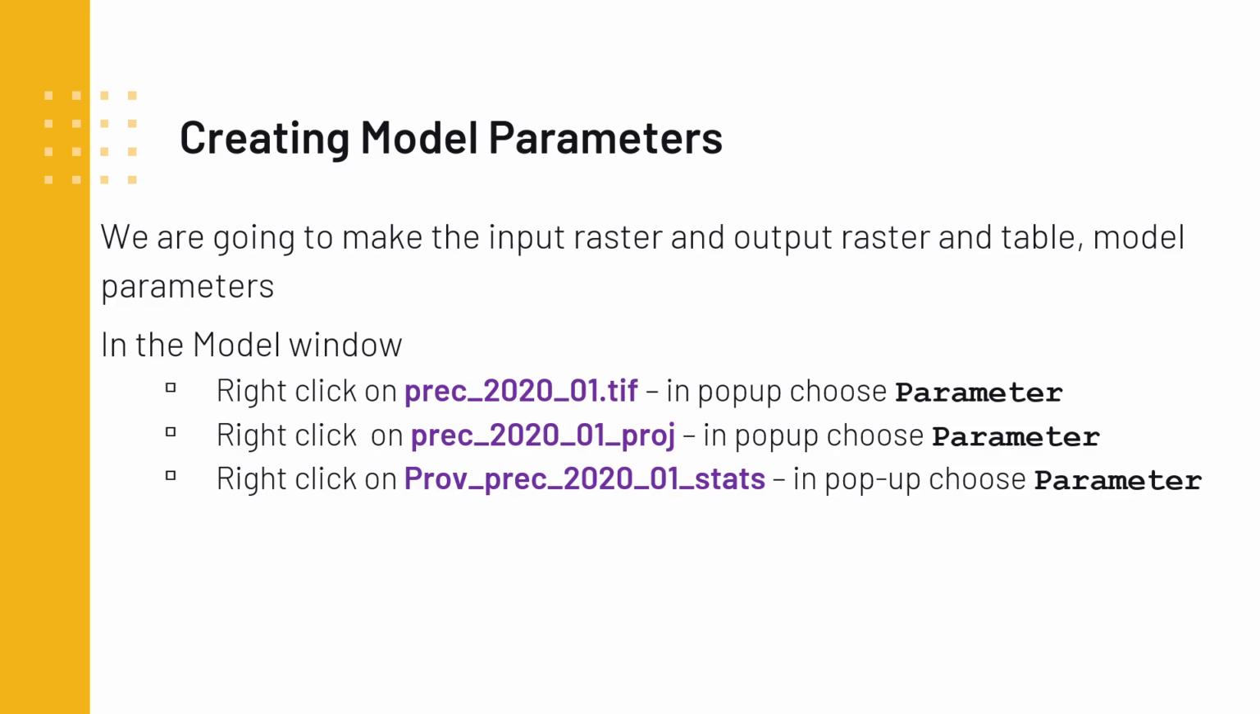PREC_2020_01_proj box, and then you're going to right click on that and choose parameter again. And you're going to do that a third time. You're going to right click this time on the prov_PREC_2020_01_stats, and you're going to choose the parameter option. When you do this, you're going to notice a P will appear in the upper right corner of each of those boxes.